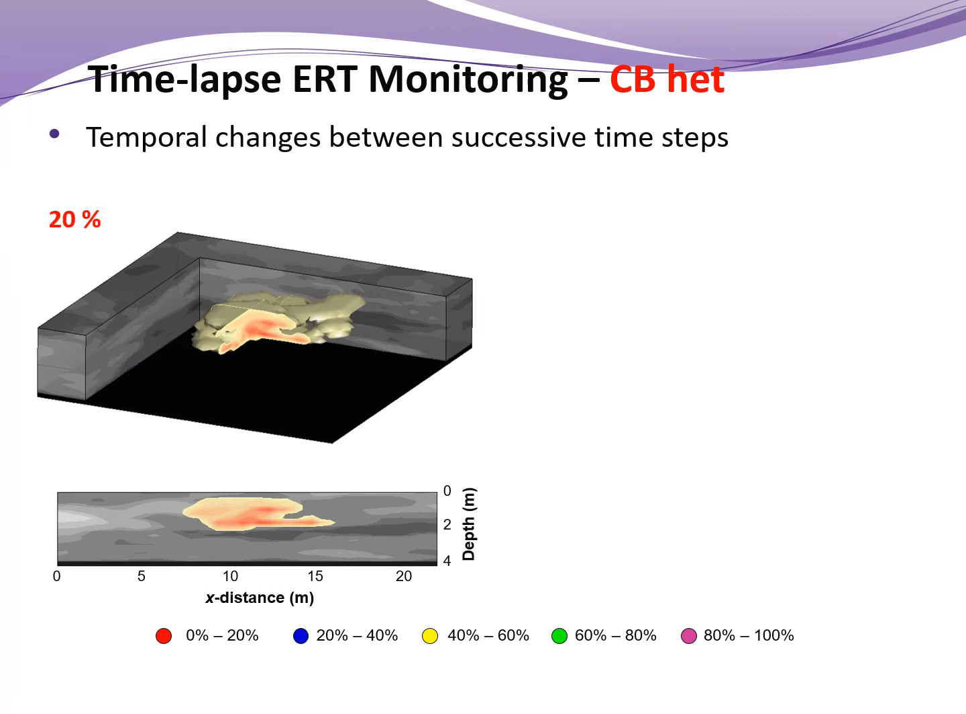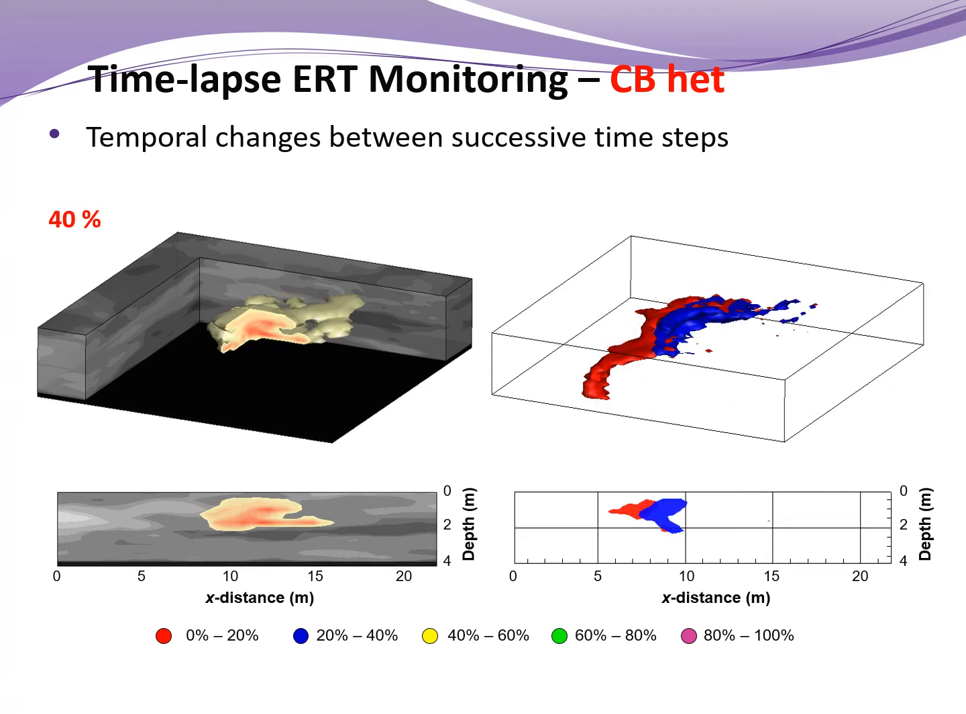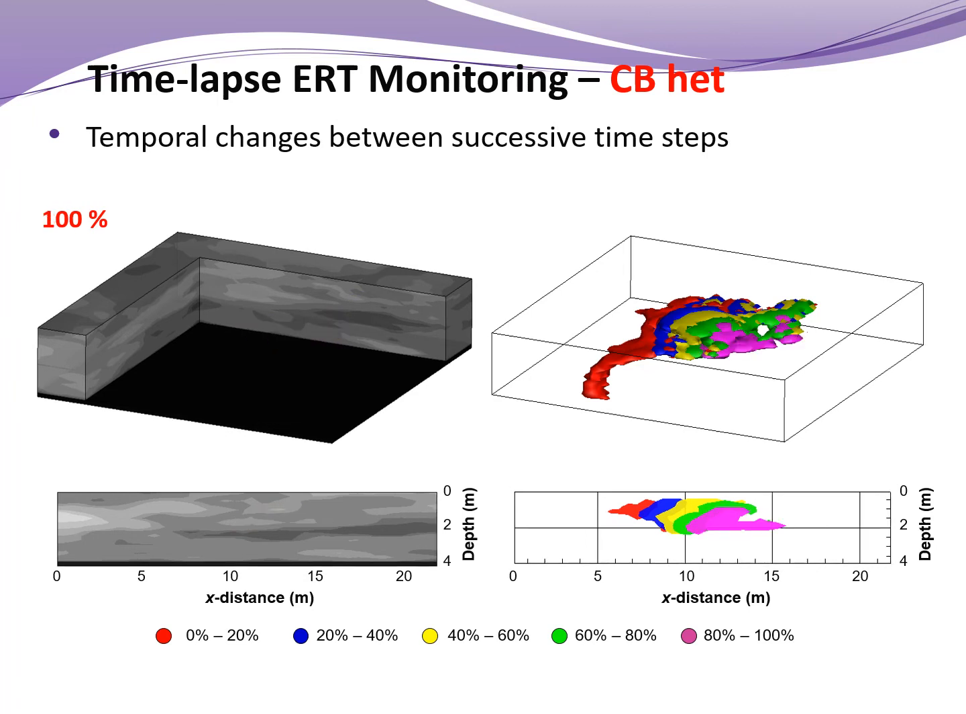And then after implementing remediation, we've just removed 20% of that total DNAPL volume. And we can isolate and highlight that exact DNAPL reduction. This is the actual reduction that has occurred. And we can do that over time with different volume intervals. In this case, I'm picking 20% volume intervals. You can see the blue is 40%, the yellow is 60%, the green is 80%, and the magenta is 100%.